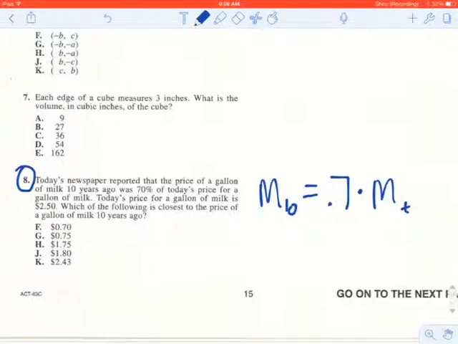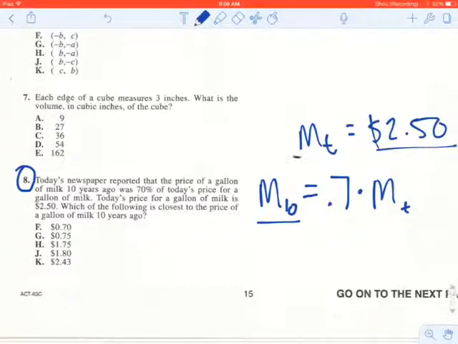Then it tells us that today's price for a gallon of milk is $2.50. Which of the following is closest to the price of a gallon of milk 10 years ago? So we're solving for m sub 10, and we are substituting $2.50 for m sub t in this equation down here, so that we can find this value. So the price of milk 10 years ago equals 0.7 times m sub t, which is $2.50.